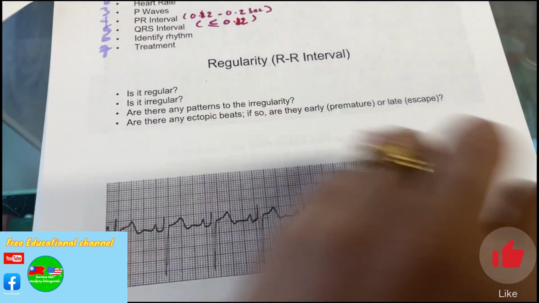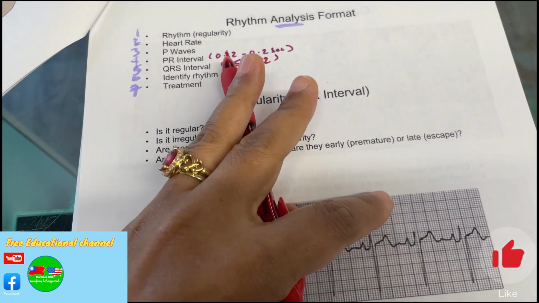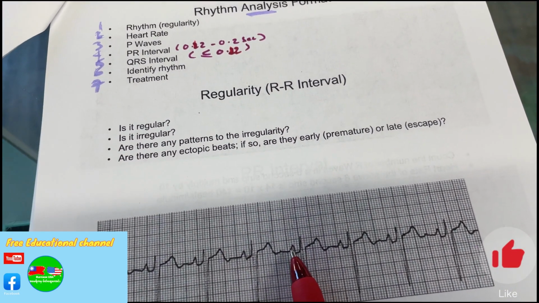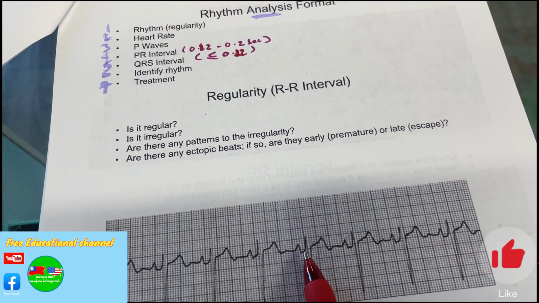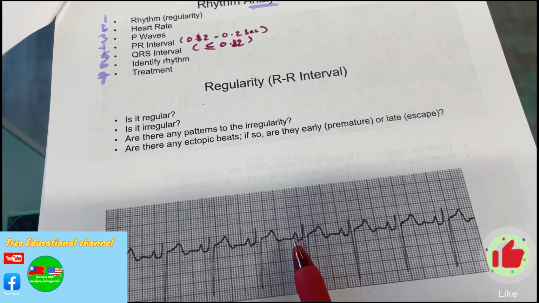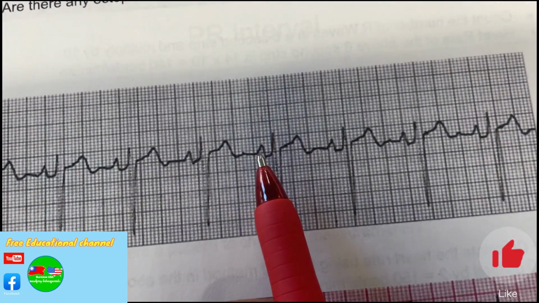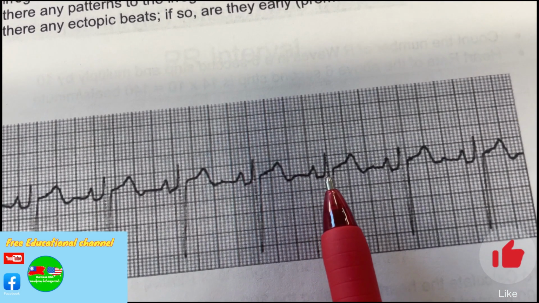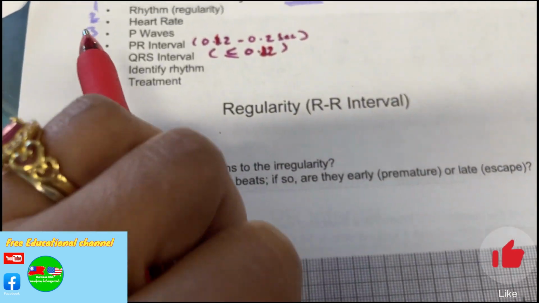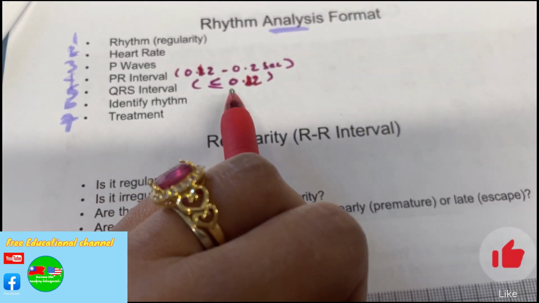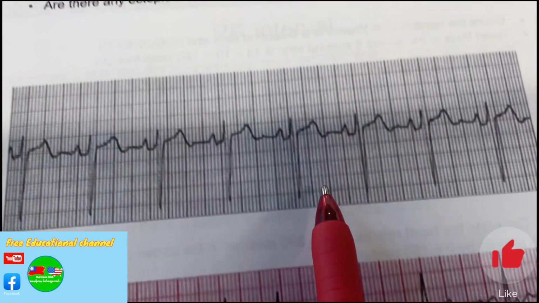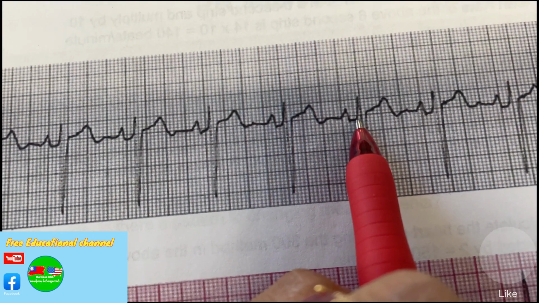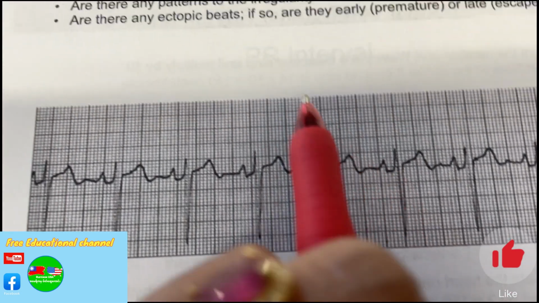Okay, and PR interval. Remember, the PR interval has to be 3 to 5 boxes. PR interval is from the beginning of the P to the start of the QRS. So let's see from here, 1, 2, 3, 4, 5. It's about that, so that's good. And QRS has to be less than 0.12, or 3 boxes. Your QRS is from the Q to the S. So 1, 2, 3, it's about that.